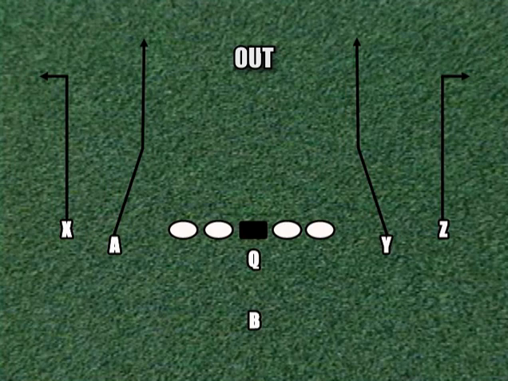On the out route, our 2 outside receivers are going to run 10 to 12-yard routes. On the 10-yard point, they're going to make their break, and they're going to roll it off of their outside foot to 12 yards deep. We don't want them any deeper than this for the timing of the throw and the length of the throw.